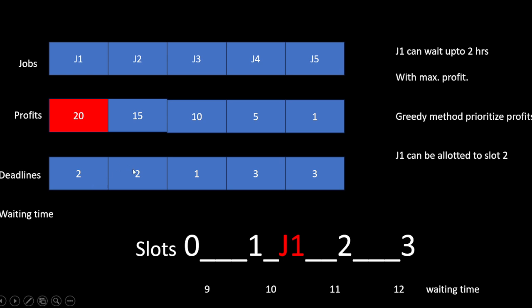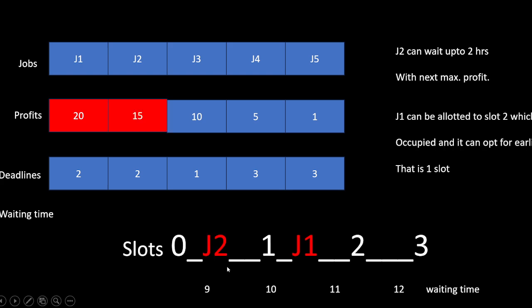Then let us go for the second job. The second job can also wait until 2 units of time. So it can fit in either this slot or this one, but this one was already filled. So go for the left side of it. Don't go for the right side, because on the right side you have more time. So go for the left side, which is empty. You can fit your second job between 9 and 10.